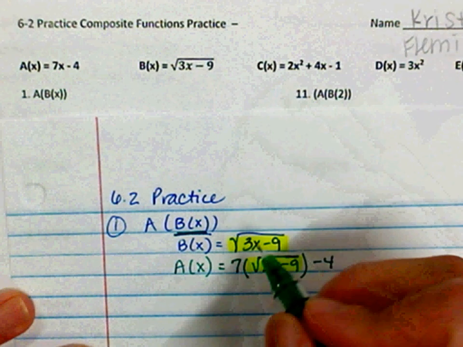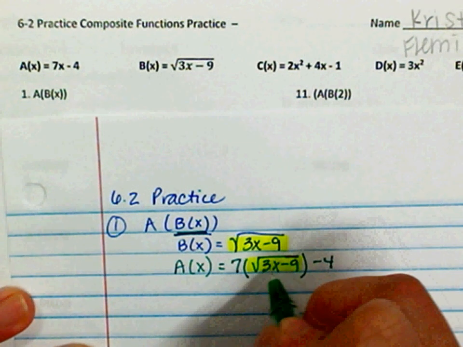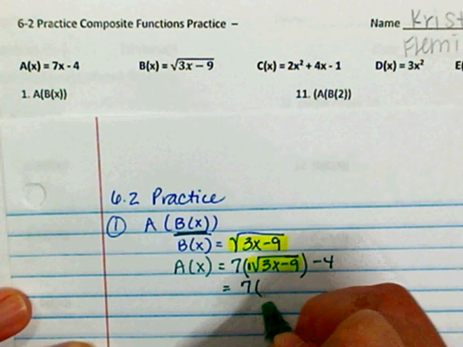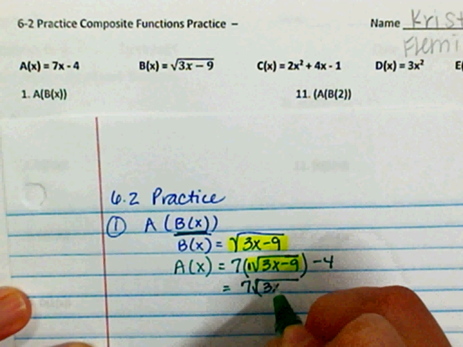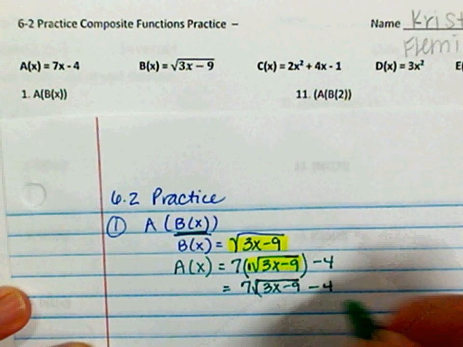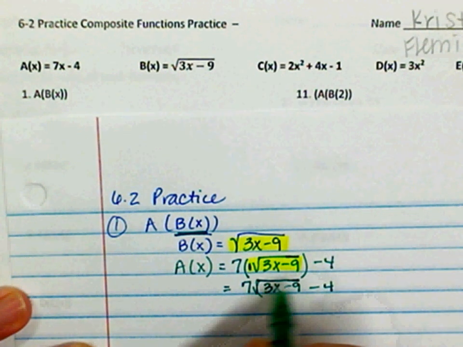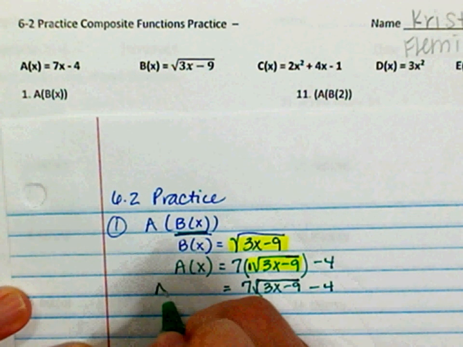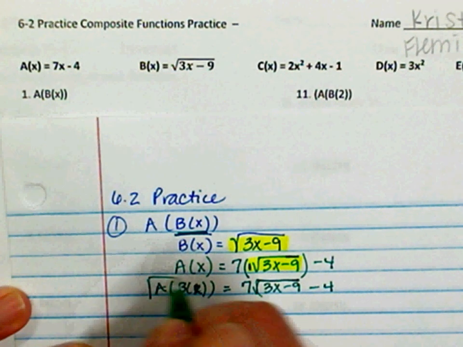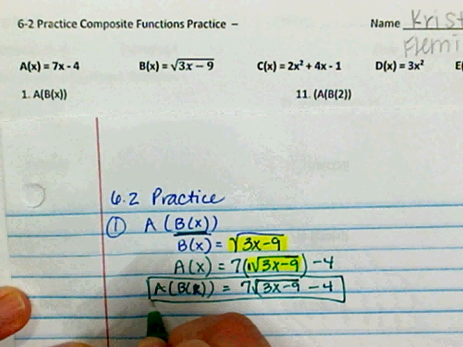Now you're going to simplify. Now keep this as a group. There's an understood one here. So you have 7 times 1 is 7. Square root of 3X minus 9. Notice the length of my radical sign, minus 4. Can you simplify that anymore? And since you can't, go ahead and write that part. And there you have your answer for number 1. Okay?